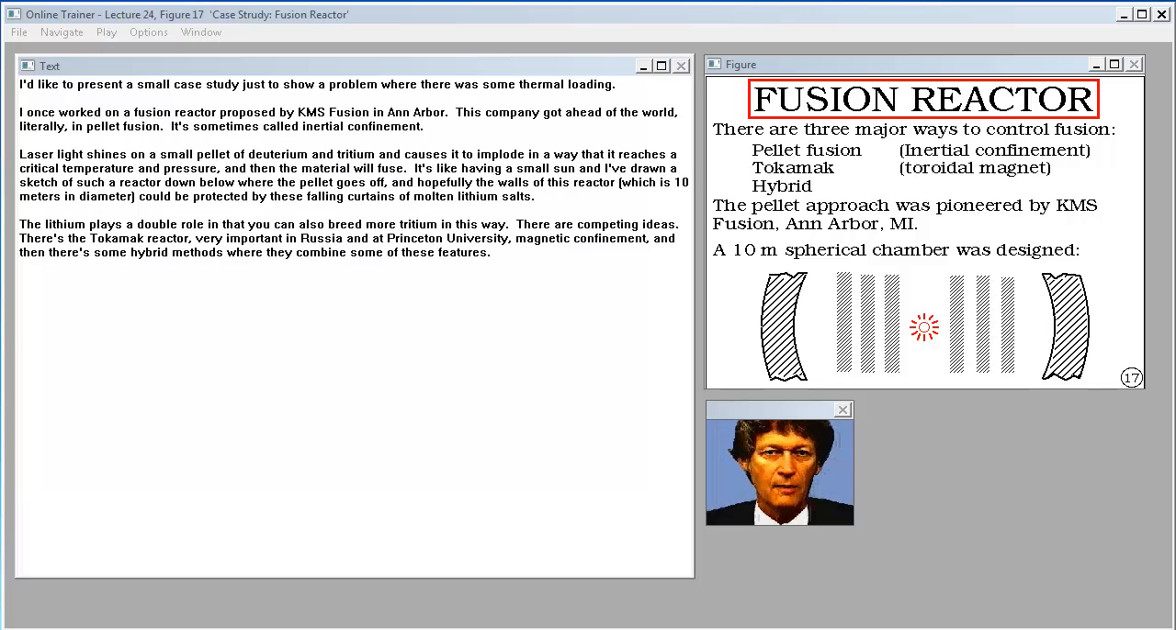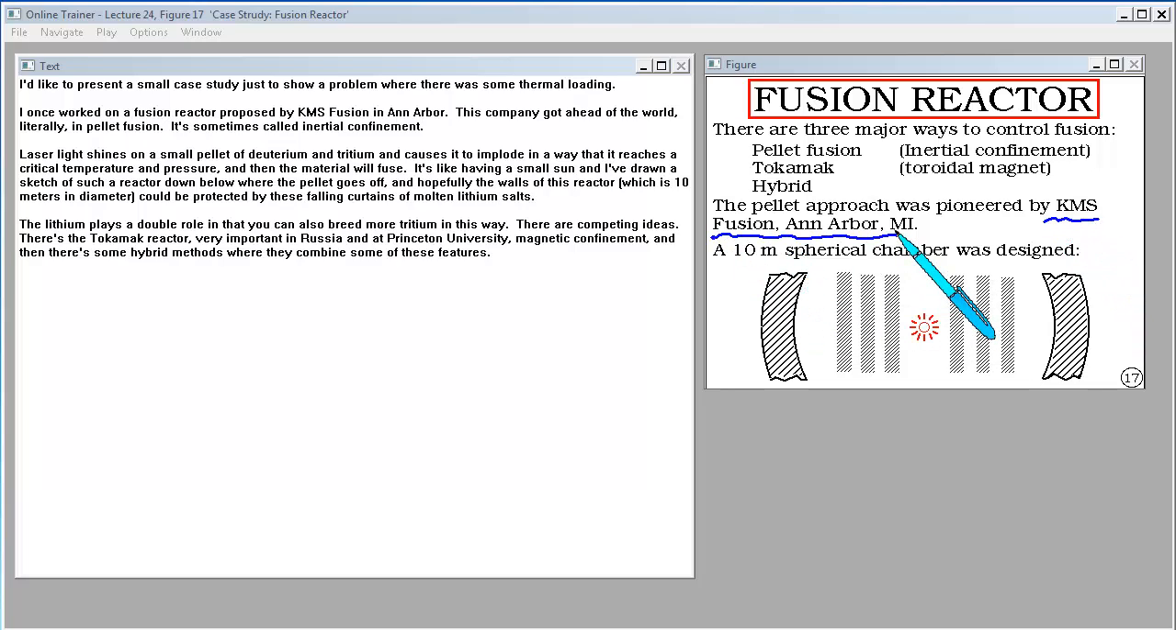I'd like to present a small case study just to show a problem where there was some thermal loading. I once worked on a fusion reactor proposed by KMS Fusion in Ann Arbor. This company got ahead of the world literally in pellet fusion. It's sometimes called inertial confinement. Laser light shines on a small pellet of deuterium and tritium and causes it to implode in a way that it reaches a critical temperature and pressure, and then the material will fuse.